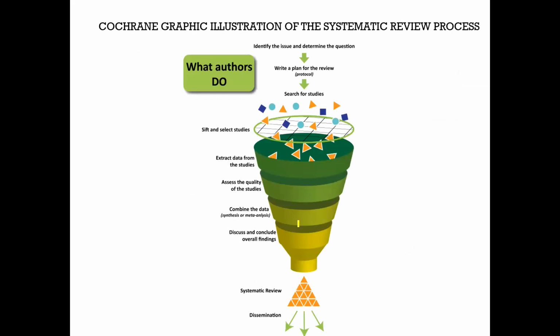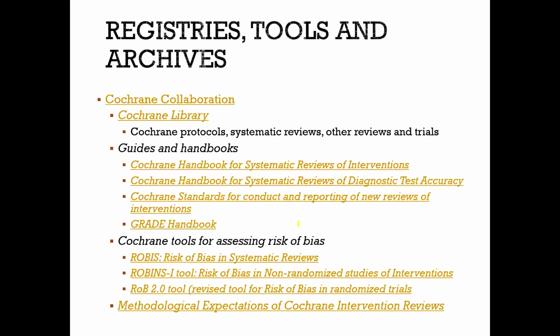So this is how, like I started with this same illustration, I hope now you understood how this filter works in each step. Okay, next, registration tools and archives. So there are Cochrane tools, like I've mentioned some of the tools like ROBINS for assessing the bias. So all these tools and the handbooks will show how the systematic reviews, Cochrane reviews will be presented.